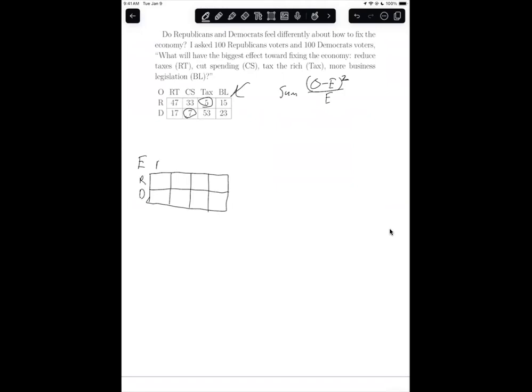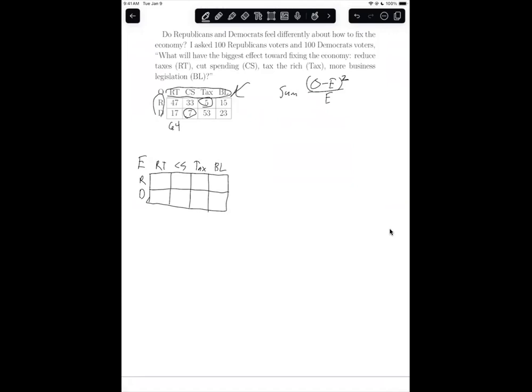Now, a pro tip so that you don't mess up: always keep the column orders the same and the row orders the same. Make your life easier. How we get the expected table is we have to use what are called the marginal sums. We start with the O table, and we look at this 47 plus this 17 equals 64. So I just added those two numbers and got 64.